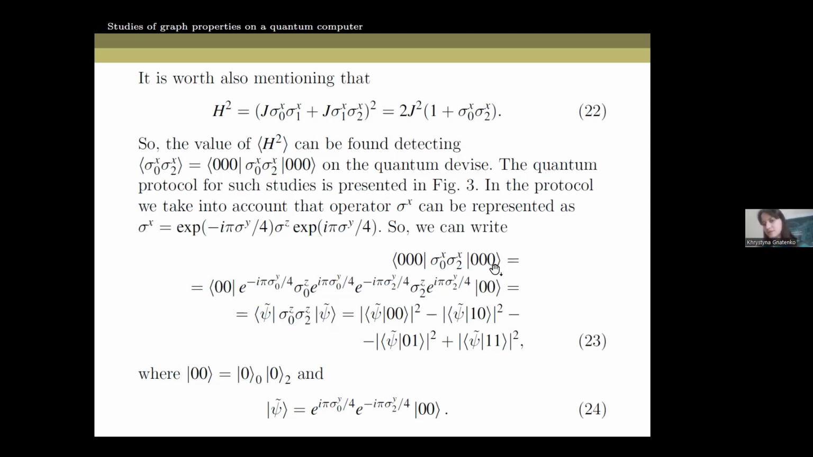So here we have the 0, 0, 0 state, but here we have some other state which can be obtained after the action of rotational operators on the 0, 0 state. So this corresponds to the probabilities to obtain the reduction of a quantum state to the 0, 0 state, 1, 0 state, 0, 1, or 1, 1 state. So knowing these probabilities of quantum measurement, we can calculate this mean value.